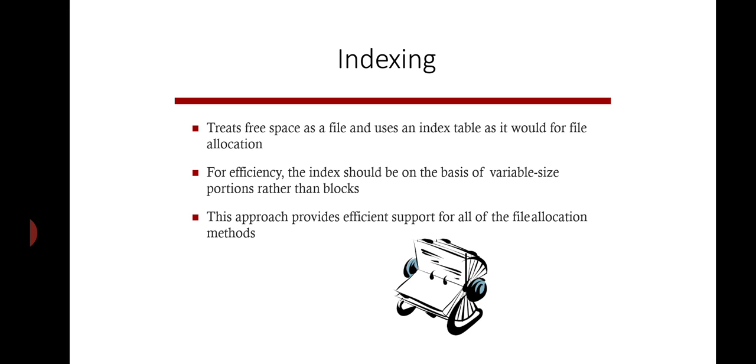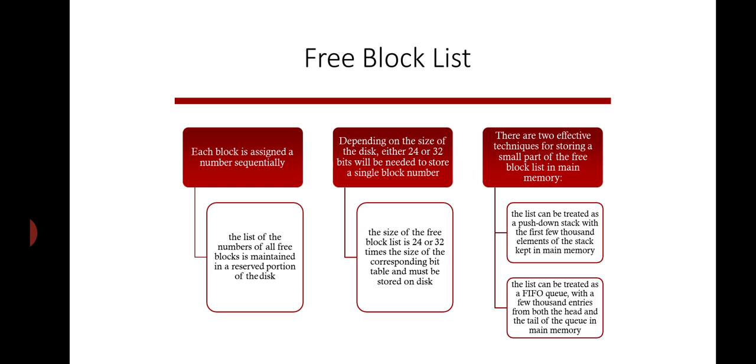Indexing. See here, treat free space as a file and use an index table. It would be for the file allocation. For efficiency, the index should be on the basis of variable length portions rather than blocks. This approach provides efficient support for all the file allocation methods. The free block list: each and every block is assigned a number, sequentially, depending on the size of the disk, either 24 or 32 bits. The bits are needed to store a single block number.